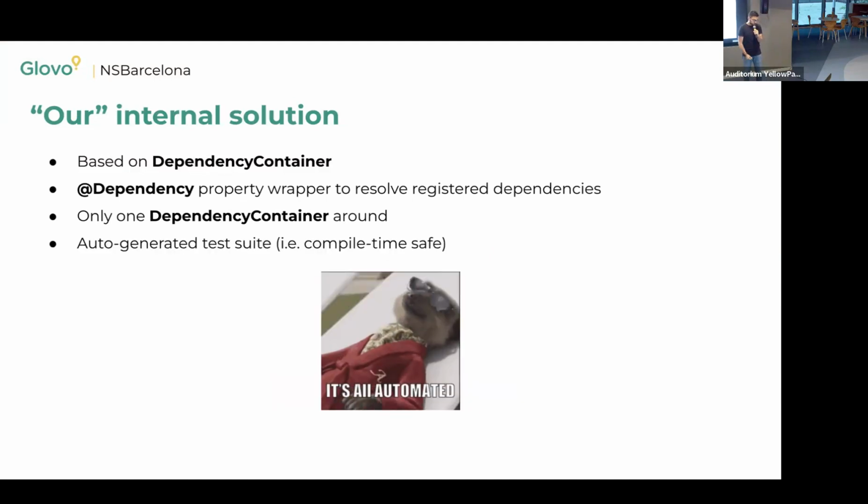And then we make it compile time safe by building a, still thanks to Paul for mentioning Sourcery, we use Sourcery to auto-generate a test suite that will scan all the dependency property wrapper usages. We got the unique ones, and we try to resolve them all in a test suite. If it fails, you get the feedback and you know that you forgot to register your dependency. So, seems good. Let's give it a shot.